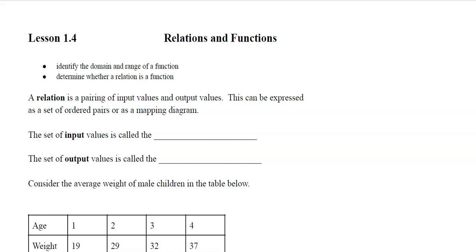All right, section 1.4, relations and functions. So we need to be able to identify the domain and range. Those are a couple keywords that we're going to be doing today. And then also determine whether a relation is a function or not.